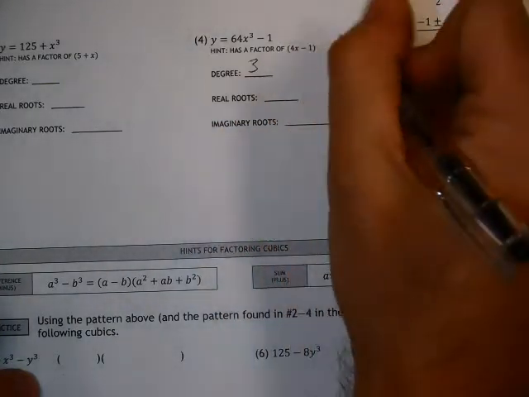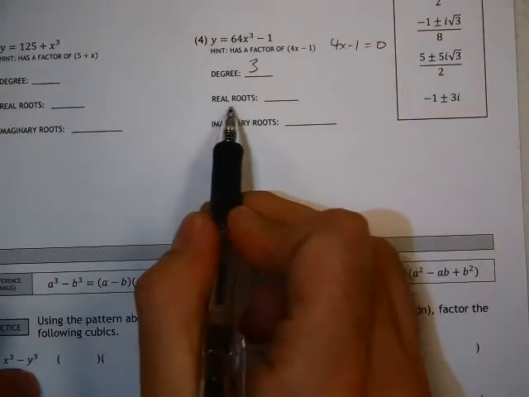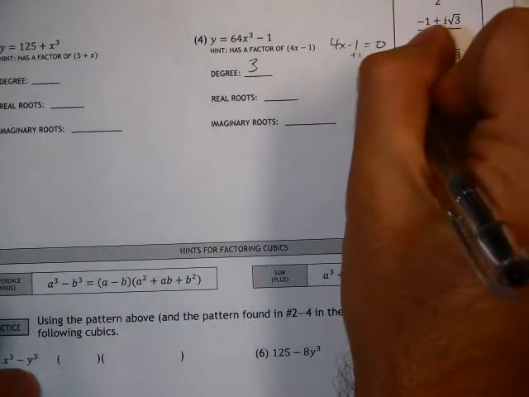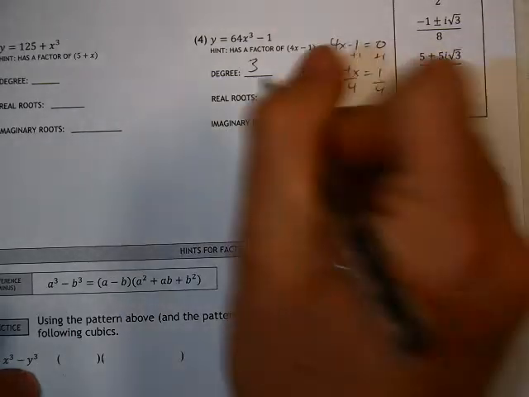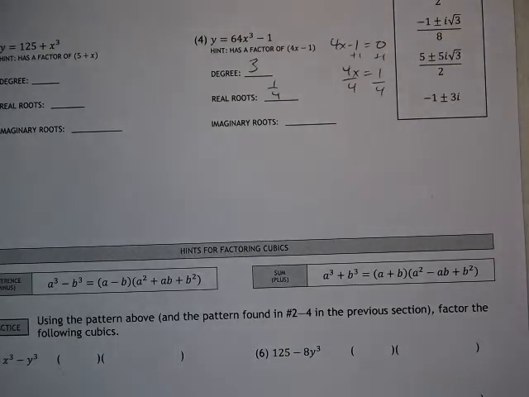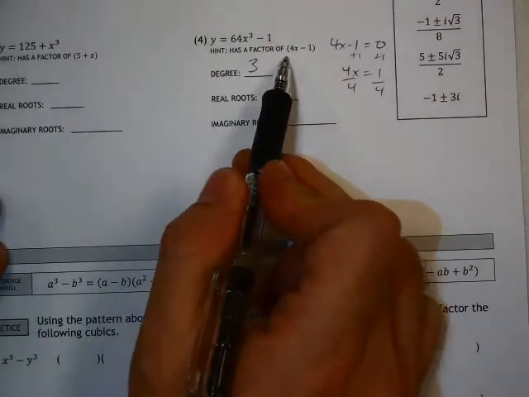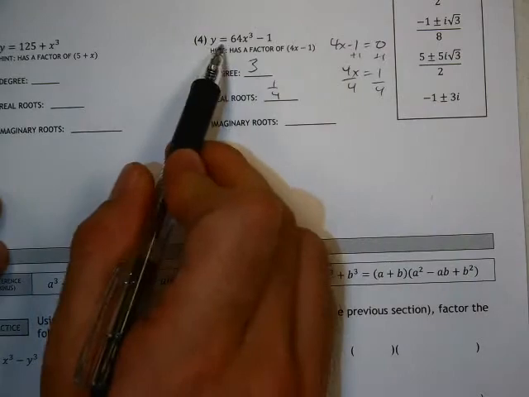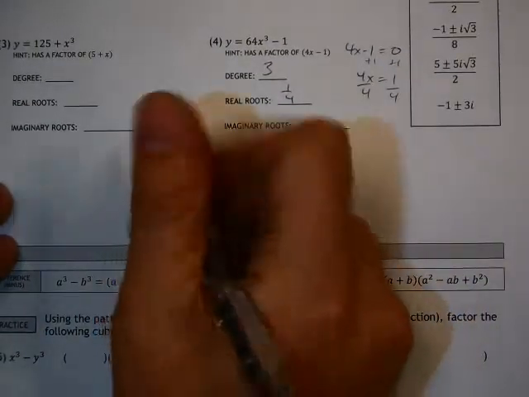Now, this factor of 4x minus 1, if I put that equal to 0, will give me a real root. Add 1 to both sides, you get 4x equals 1, divide by 4, so I have a real root at 1/4. And it's real because there's no imaginary number on it. Now I have to get the imaginary roots, which means I'm going to have to take this factor that I know, 4x minus 1, and divide it into 64x cubed minus 1, which means I'm going to have to set up one of my boxes.